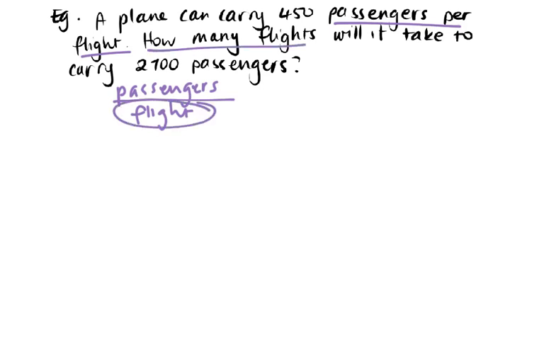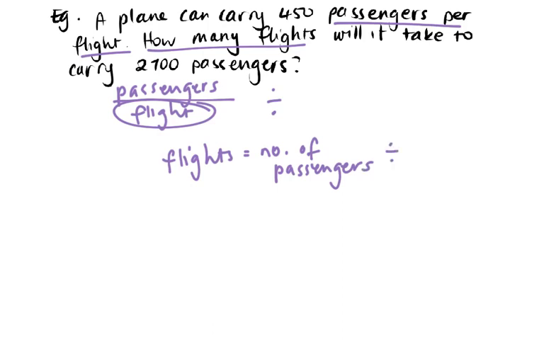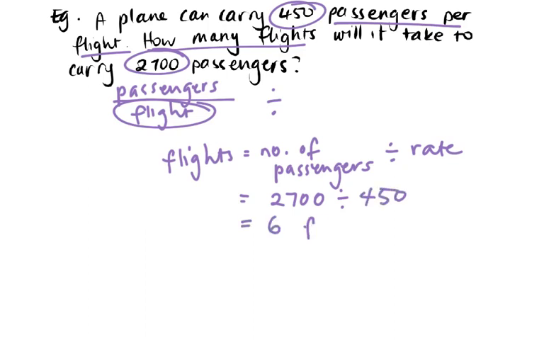So I want to know this quantity, which is my denominator, which means I'm actually going to divide because it's the denominator value. So if I want to know how many flights, I'm going to divide the number of passengers by the rate. So the number of passengers I want to know is 2,700 divided by the rate, which is 450. So if I divide these two, I will get 6. So it would take 6 flights to be able to carry 2,700 passengers.